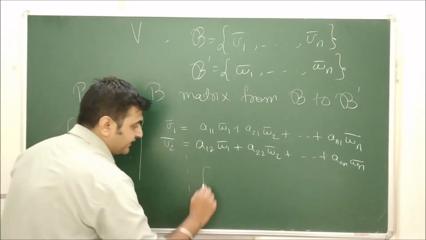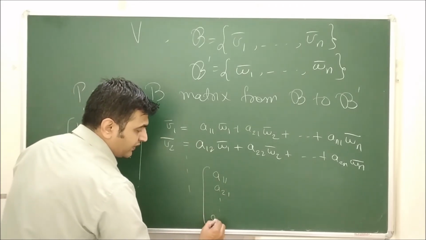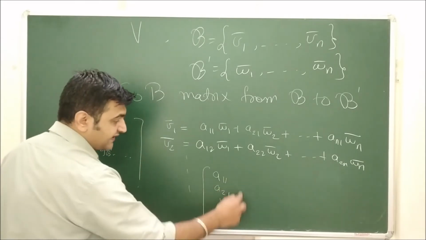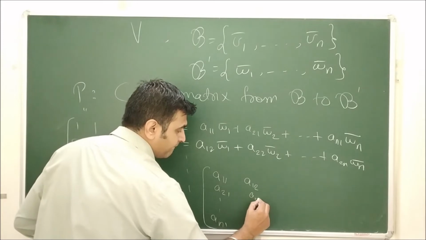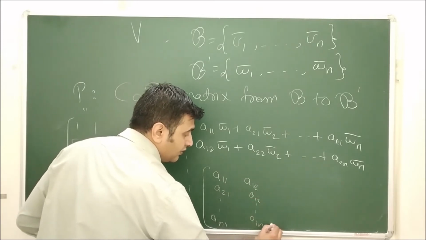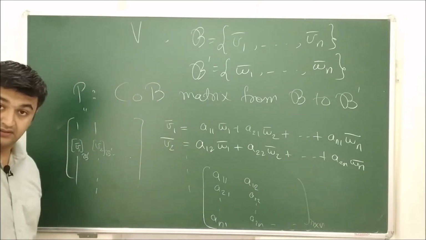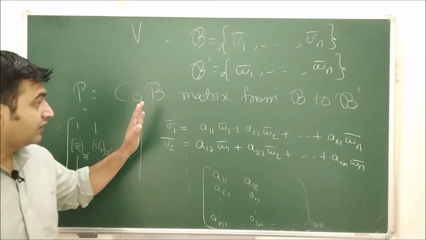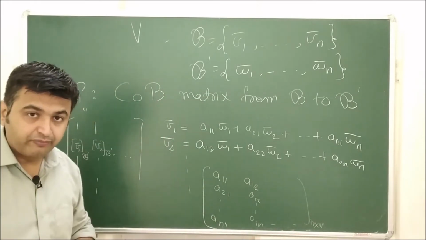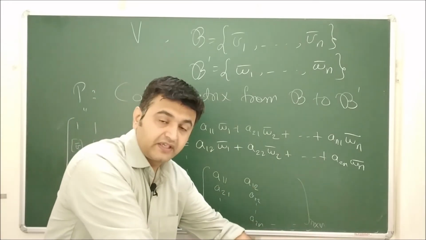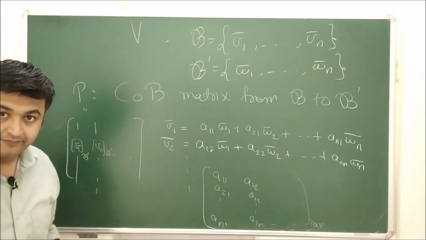That means the matrix is, what is the first column? a11, a21 up to an1. What is the second coordinate vector? a12, a22 up to an2. And this way you get a square matrix, n cross n. So if you want to find the matrix from B to B prime, you write down the vectors of B as linear combinations of vectors of B prime, and then write down the coordinate vectors column wise.